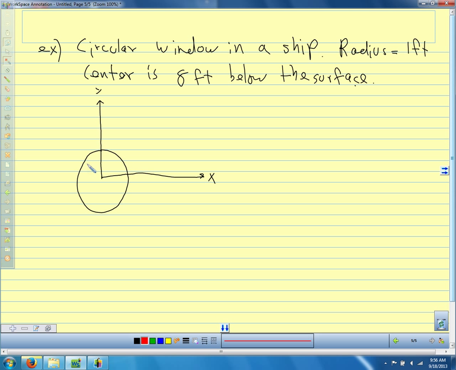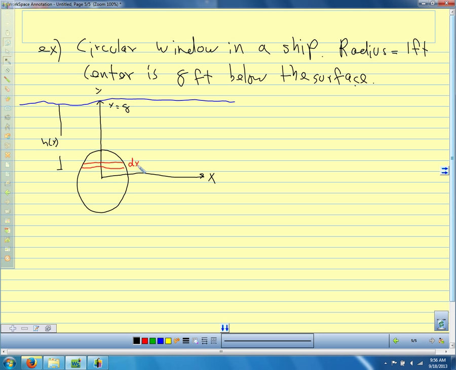I'm going to draw a little rectangle here. For fluid pressure, fluid force, we always draw our rectangles horizontal because we're assuming that the delta y is so small that we're at a constant depth. So this is dy. And the surface of the water is up here at y equals 8. So this is going to be h sub y.